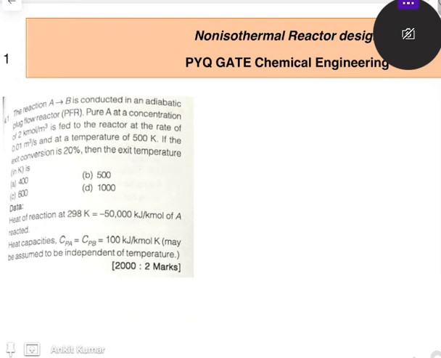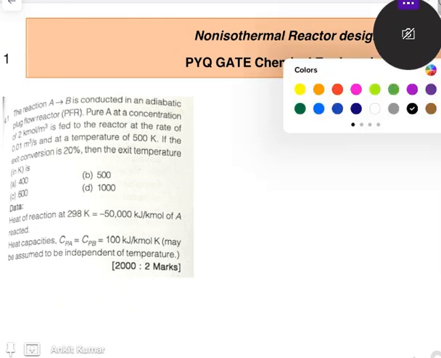Very good. So let's just start with the previous year GATE question for non-isothermal reactor. In this particular lecture, I'll be talking about some concepts related to non-isothermal reactors, as well as all of these previous year GATE questions, which we will see one by one. So let's start with the first question.